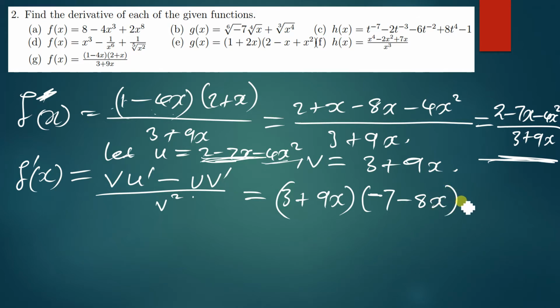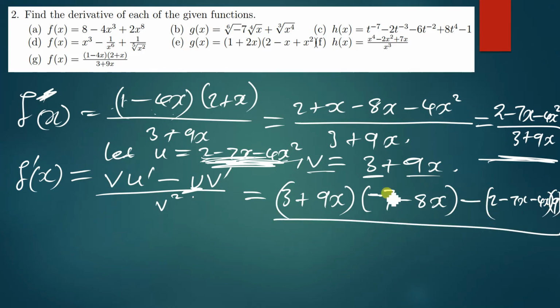Then we say minus u, the value of u is this whole expression there, 2 minus 7x minus 4x squared. Then I'm multiplying it with v prime. The derivative of 3 is 0, the derivative of 9x is simply 9. So just multiplying it with 9. And then we divide everything by v squared. The value of v is this expression, 3 plus 9x, then squared.